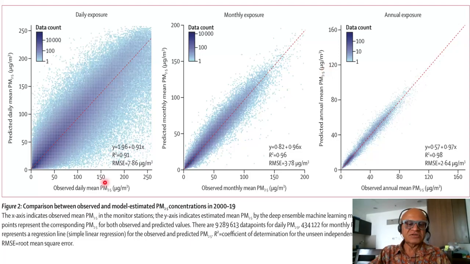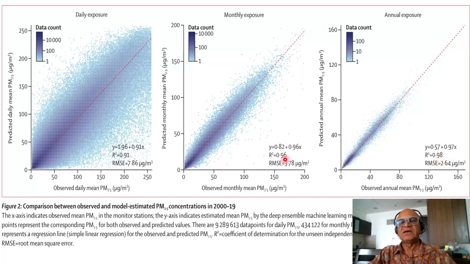So these are the comparisons between observed and model estimated PM2.5 concentrations over the same period of 2000 to 2019. So you're looking here at observed mean PM2.5 in micrograms per meter cubed, and you are looking at monthly and then annual means. Obviously, as you go down to daily time scale, the predicted annual mean PM2.5 correlation is fairly high, the regression is pretty good, R squared of 0.91, RMSE of 7.86 micrograms per meter cubed, and here are the data counts. The spread is expected to be larger when you go to very fine resolution in time. As you average over a month, the match gets better between predicted and observed, and for annual mean it gets much better, of course, with R squared of 0.98.